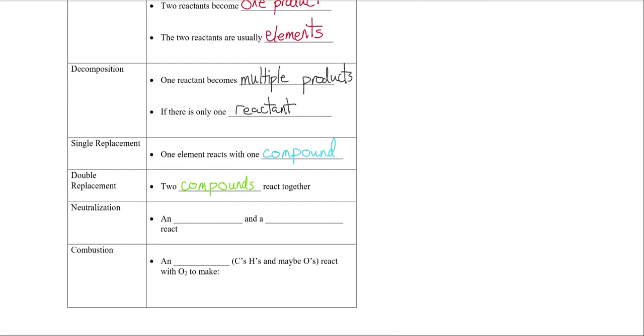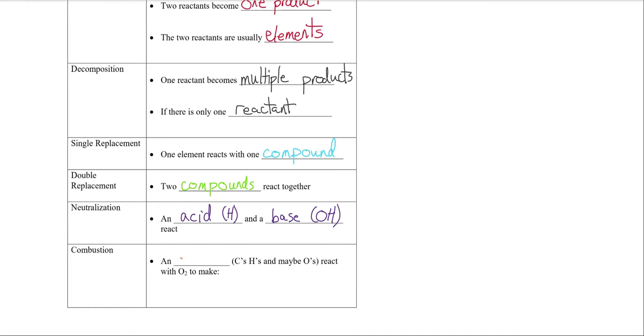There is a little exception to that because a neutralization involves two compounds reacting. But a neutralization is special because it's going to be an acid, which we know starts with H, and a base reacting, which we know ends with OH. So if you ever see an H and an OH, you know it's an acid and a base, you know it's a neutralization. And last up is our combustion.